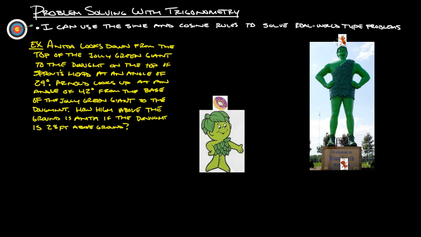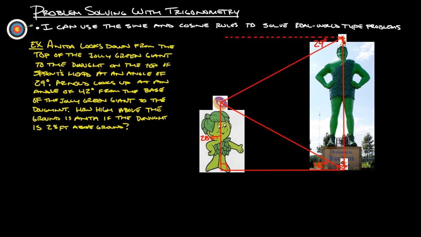So first thing we want to do is draw ourselves some lines on here to give us an idea of what's going on. So I'm going to magically draw that on here. So here's what we've got. Here's Anita. Here's the horizontal. So looking down at an angle of 29 degrees, that means that this angle right here is 29.